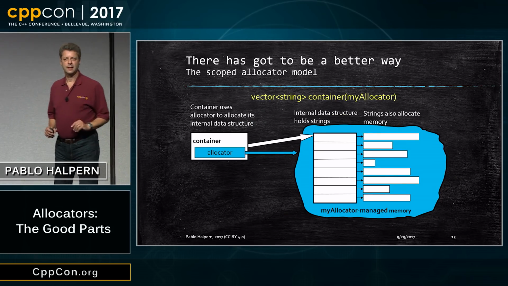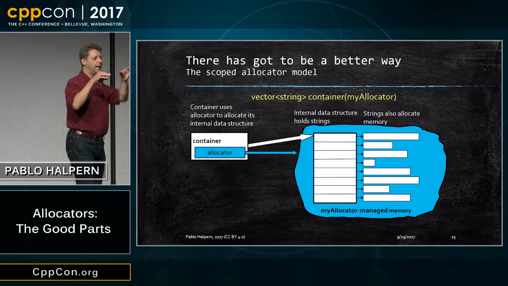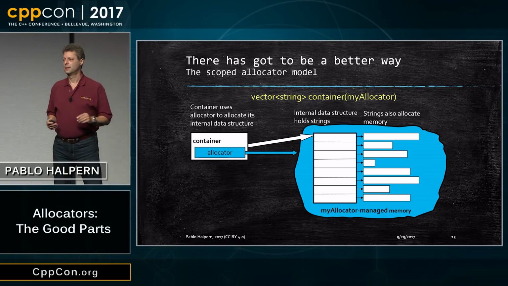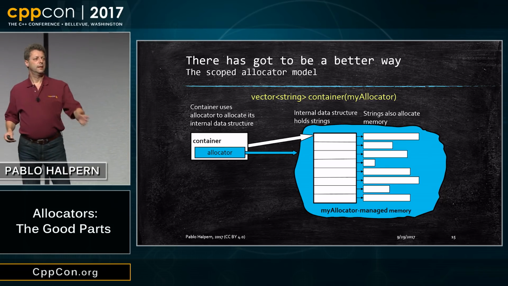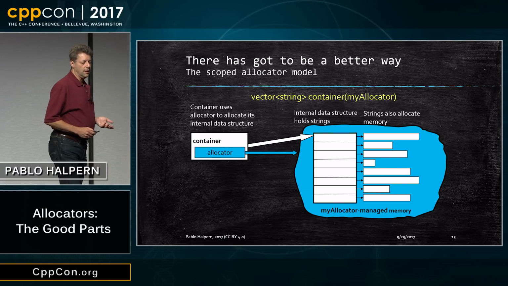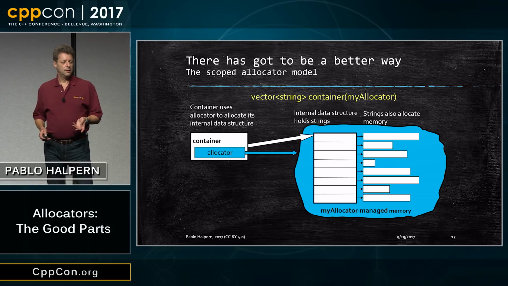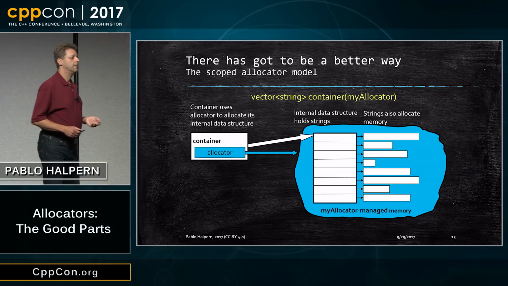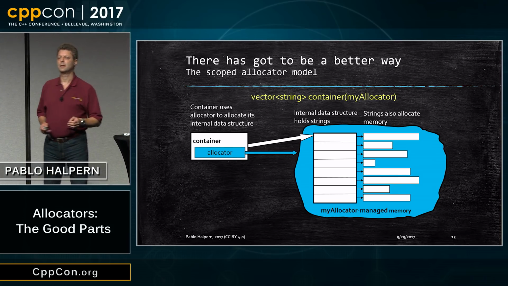This is the scoped allocator model, where the same allocator is used for the container and then is passed down into all of the elements that are inserted into that container. Hopefully all the way down recursively through anything that uses allocators. So this is kind of our ideal setup. If we have our container, it has an allocator. All the memory for the container comes from the allocator, and all of the memory for the strings within that container comes from that same allocator. This is the scope model. It's kind of our ideal.